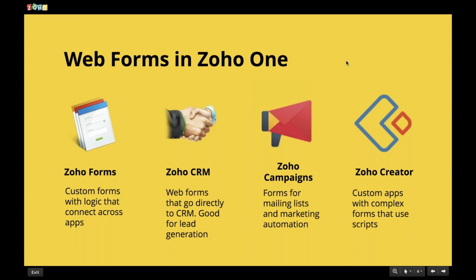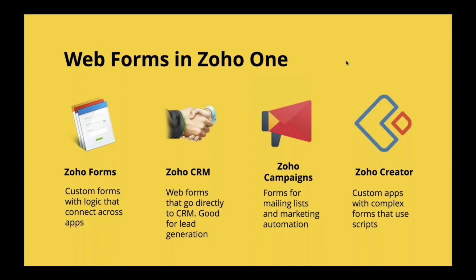So when we talk about getting kind of this passive engagement, there are different kinds of forms that we can use on our website for kind of different needs. So there's about 4 applications, I would say, that offer form functionality. The first one is Zoho Forms, and this is a tool that you use to make custom forms that you can add logic to, and that will then also be able to connect with different applications. So I'll show you an example of that on a demo website.